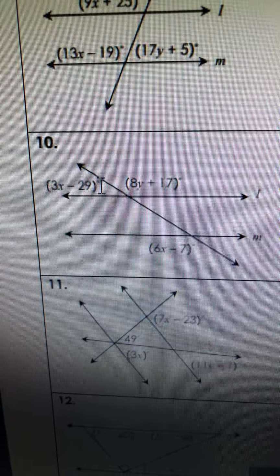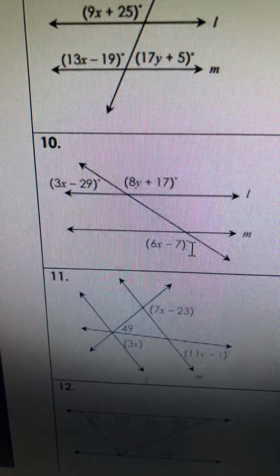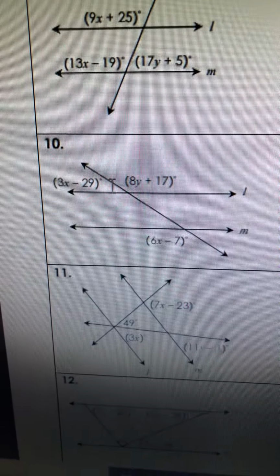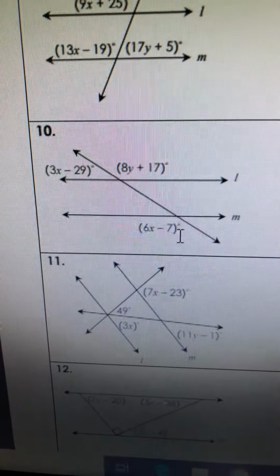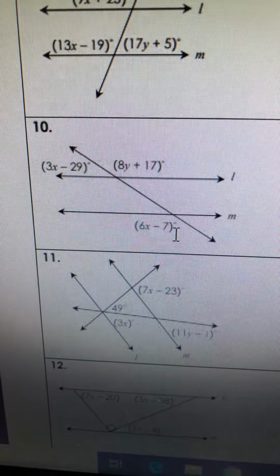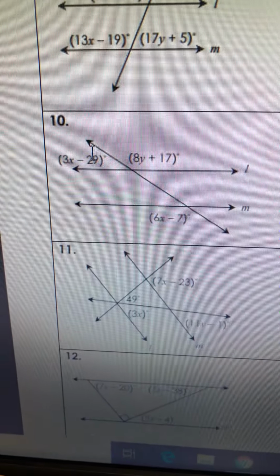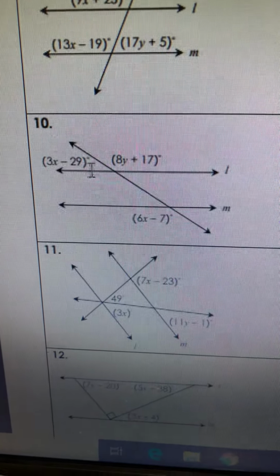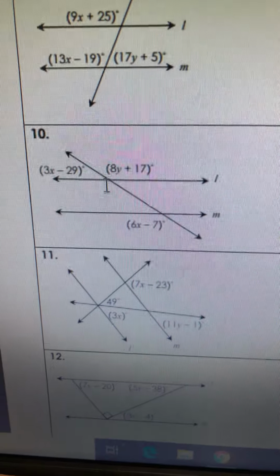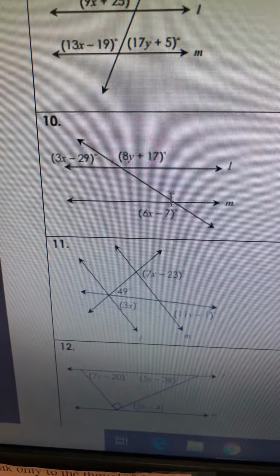This 3x minus 29 is going to be equal to 6x minus, I'm sorry, not equal to, supplementary. You add this acute angle plus this obtuse angle, and you're going to get 180 degrees. So just know that, because this angle right here that I'm pointing to is equal to this angle, or supplementary to that angle. This angle right here is equal to this because they're corresponding.